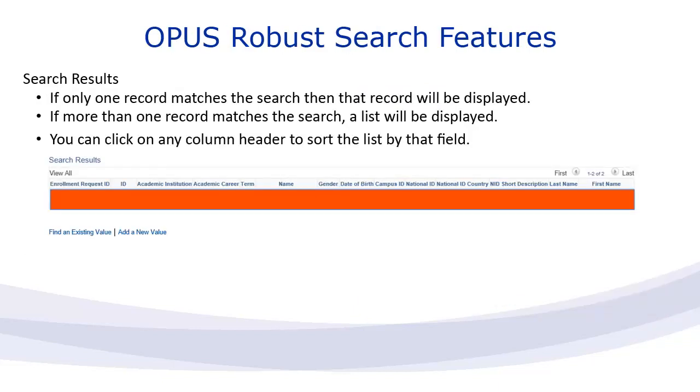In the search results, if only one record matches the search, then that record will be displayed. If more than one record matches the search, a list will be displayed. You can also click on any column header to sort the list by that field.